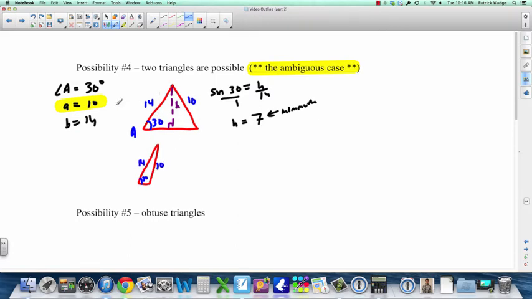So there's two ways that you could have a triangle that has a 30-degree angle here, has 14 here. You could either put the 10 this way or you could put the 10 that way. So there are two triangles.